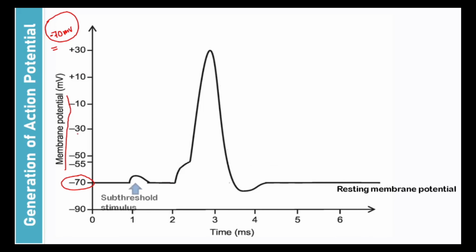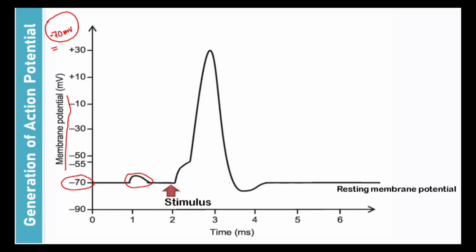Now this stimulus is considered a sub-threshold stimulus. In our last class, when we discussed the graded potential, we said that this type of stimulus is not sufficient to produce the action potential. So that is known as a sub-threshold stimulus.